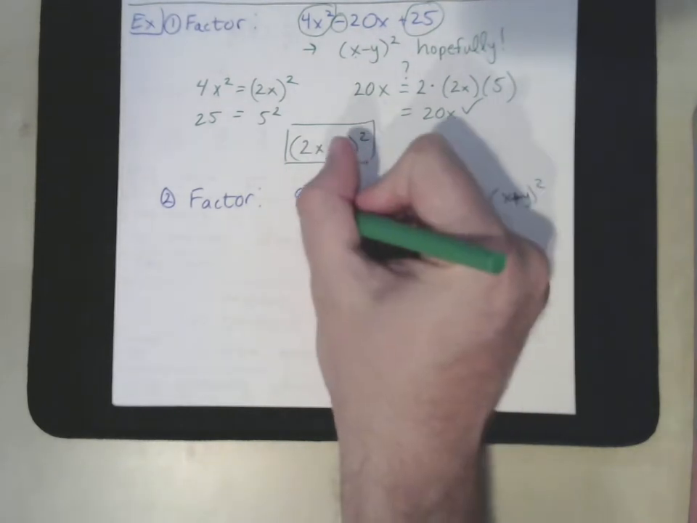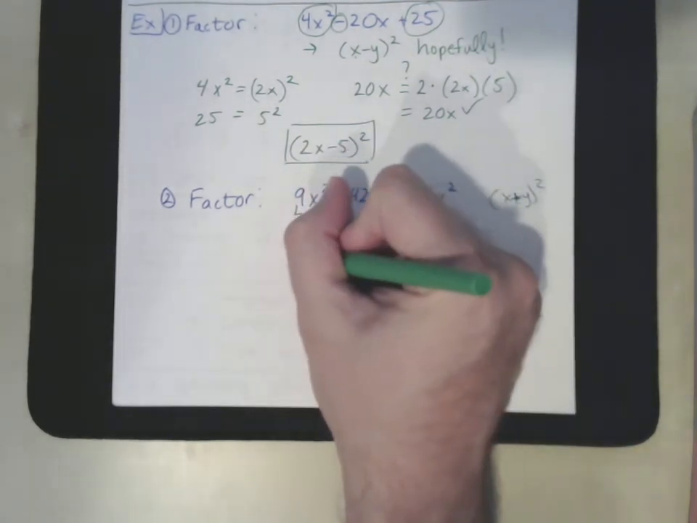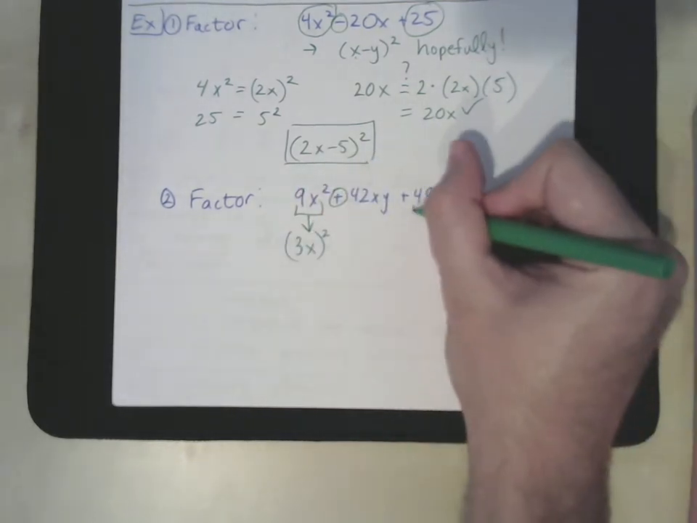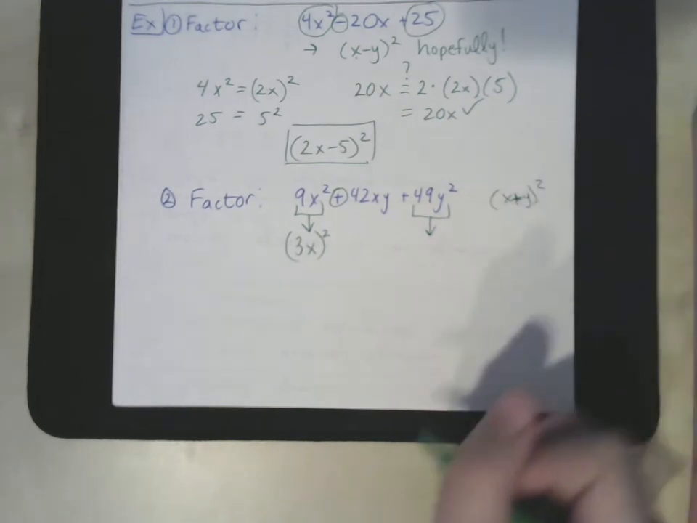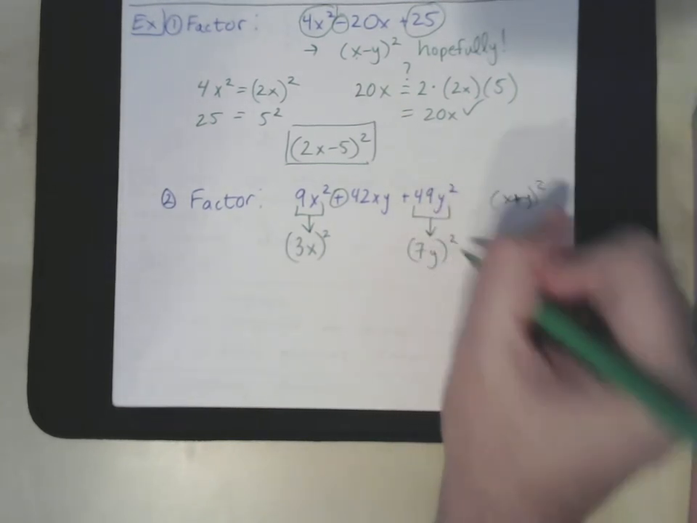So now we look at this term here. Is this a perfect square? Yes, it's 3x quantity squared. And then we look at this term. Is this a perfect square? And the answer here is also yes, it's 7y quantity squared.